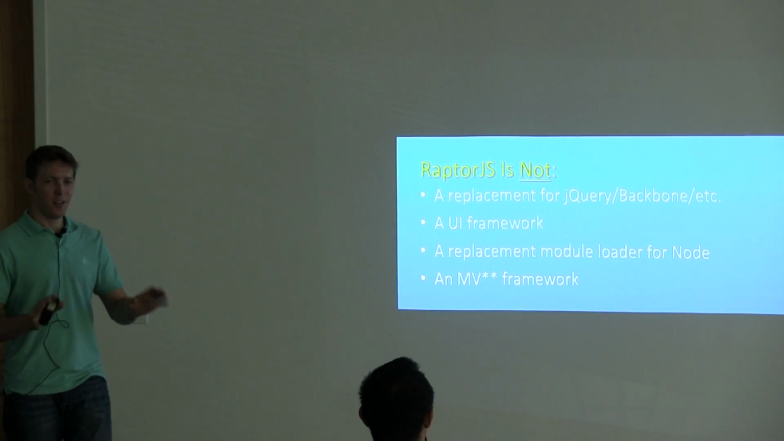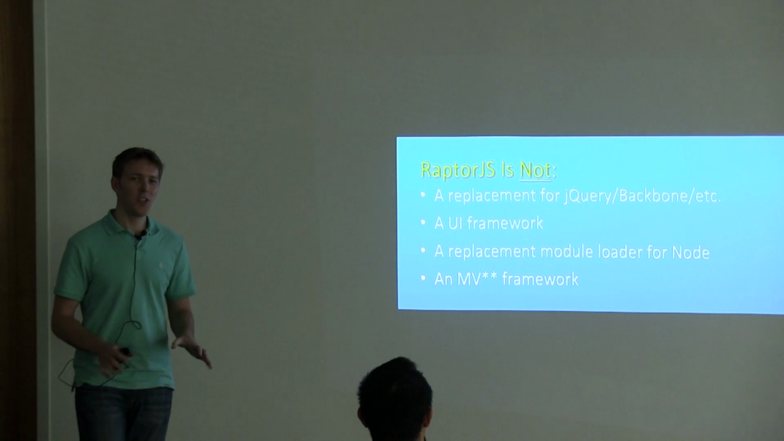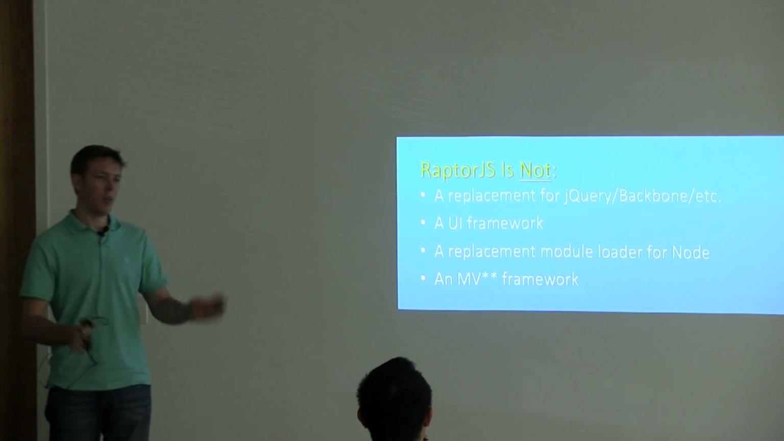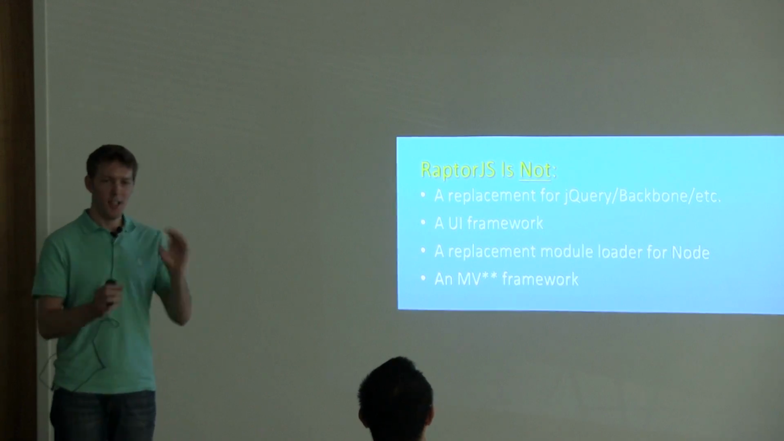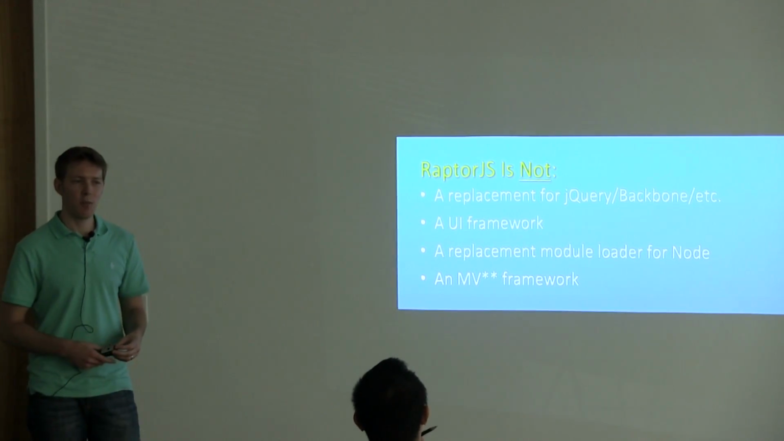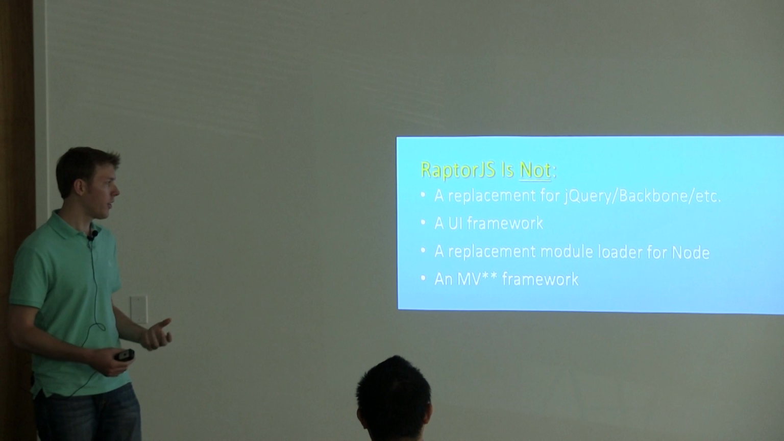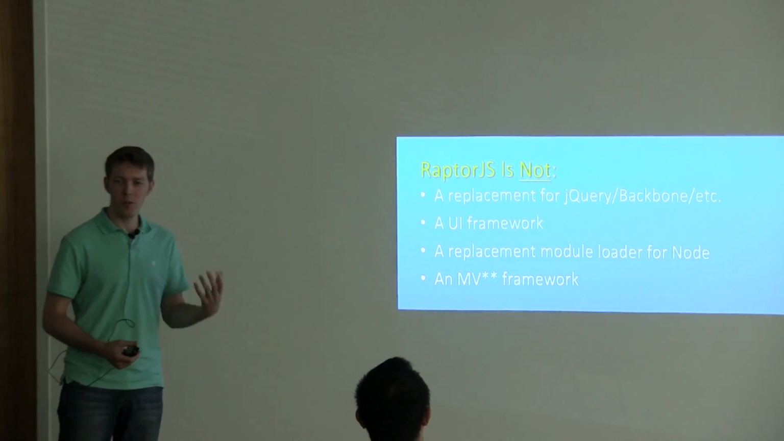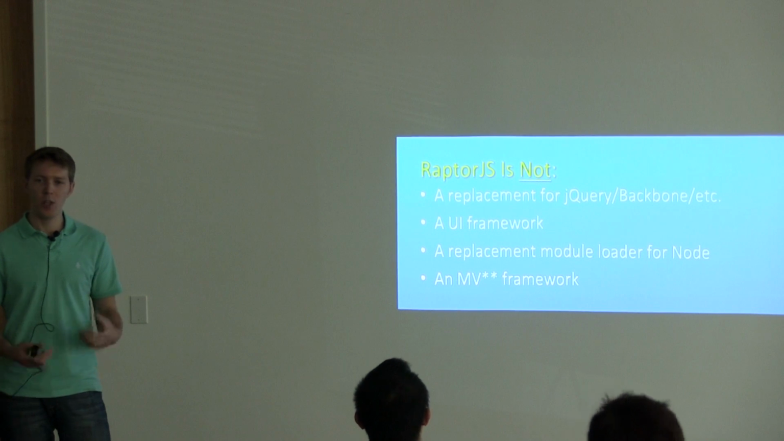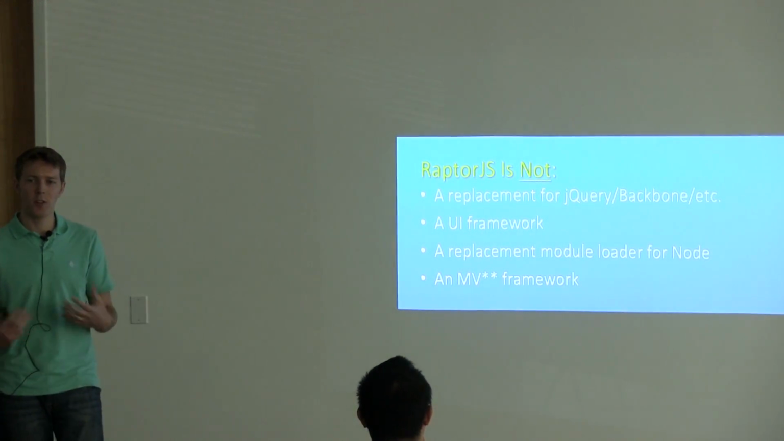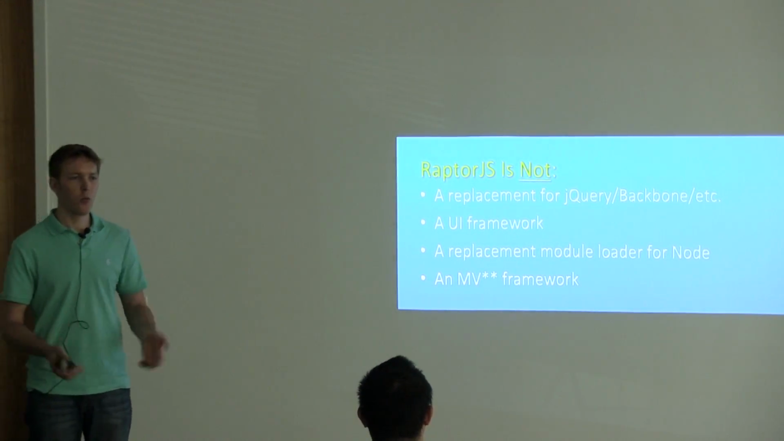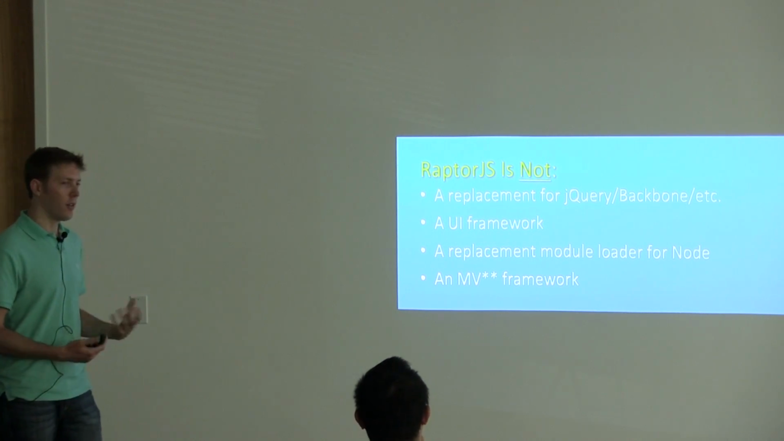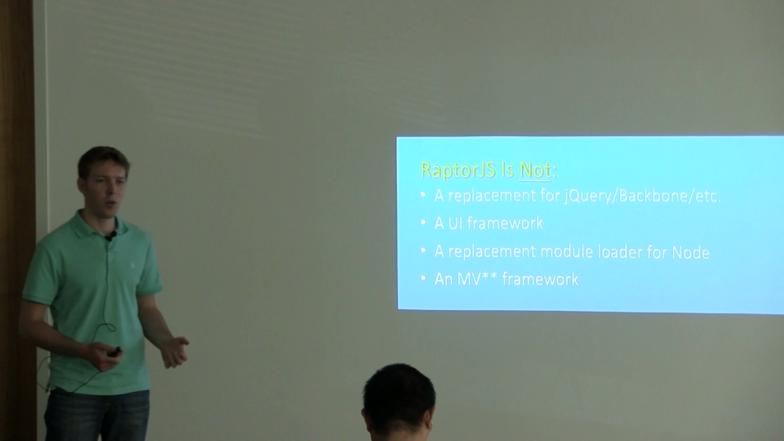Just before I explain what RaptorJS is, I want to make it clear that it's not trying to replace jQuery, Backbone, or even Ember. It really is just a core piece of functionality that can be used alongside any of those frameworks. It's not a UI framework. It's not a replacement module loader for Node. We like using Node how it is, and we don't want to change it. We wanted to create something that worked alongside Node and also Rhino or any other JavaScript environment. We didn't want to have to change those environments to meet our needs. It's not an MV star framework or anything like that.